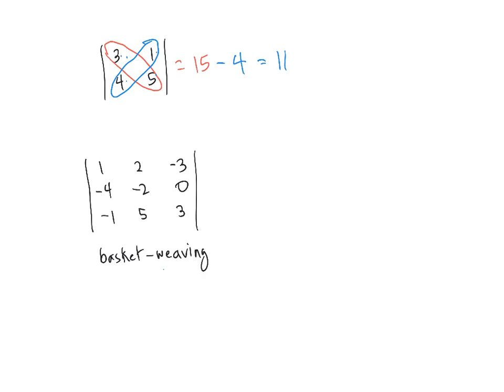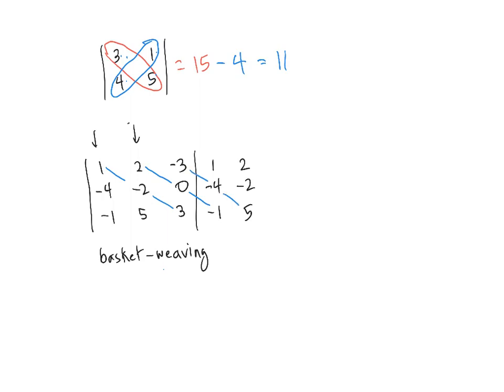basket weaving for now. The first step in basket weaving, which will seem a little random, is we're going to start by taking the first 2 columns in my determinant and copying them over to the right of the determinant. Now I'm going to pick diagonals. So I have a 3-number diagonal here. I also have a 3-number diagonal here and one here.